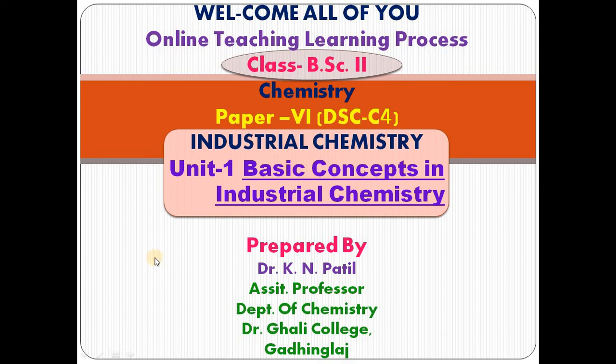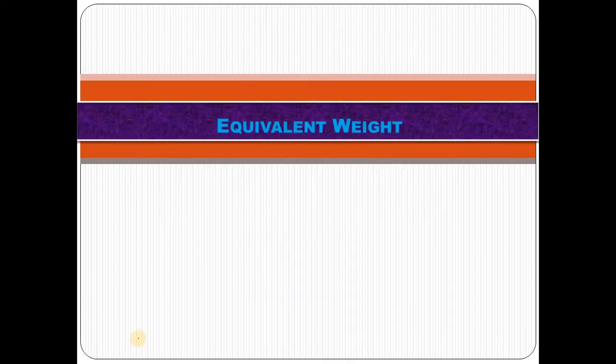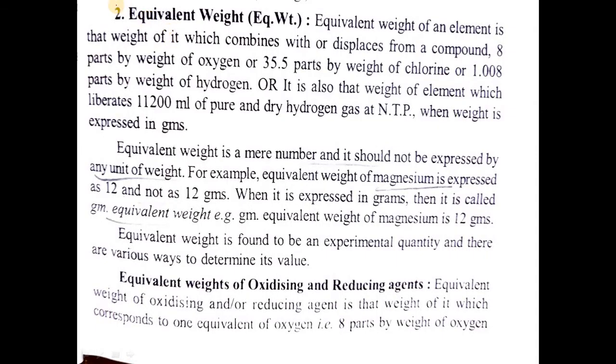We have started paper number 6, industrial chemistry, in which we have seen unit number first, basic concepts in industrial chemistry. In our last video we have seen about the normality, and in this video we will see details about the equivalent weight. First we will see the definition of equivalent weight.